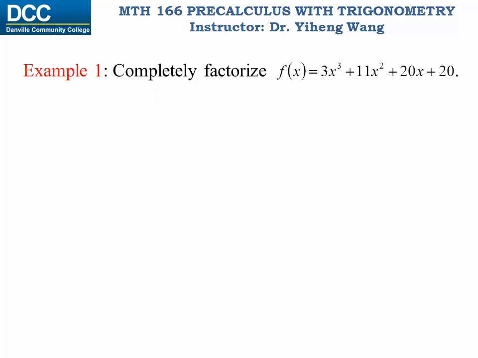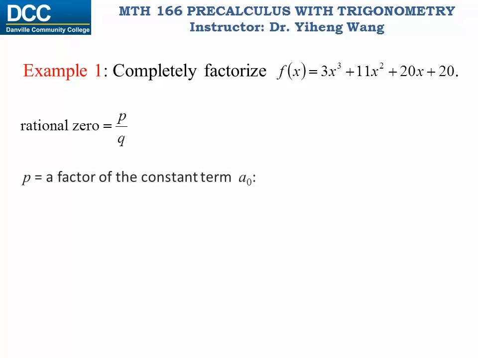For example, let's say we need to completely factorize this third-degree polynomial function. And this function does have all coefficients being integers, therefore we can use the rational zero test, which means that if this function has a rational zero, it must have the form of p over q. Again, p is a factor of the constant term a0. In this case, a0 is 20.